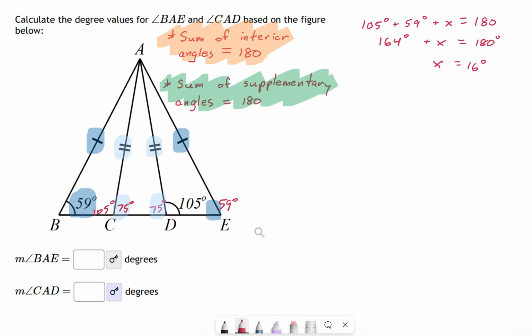So let's clear that, make some space for myself. This is going to be 16 degrees right in there. And if I do the exact same trick for this triangle on the right side, because it has angles that were similar, 105 degrees and 59 degrees, I'm going to get the same result. I'm going to get 16 degrees up in the top corner of that one too.